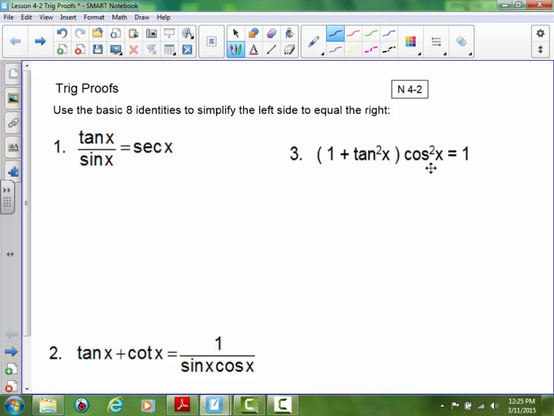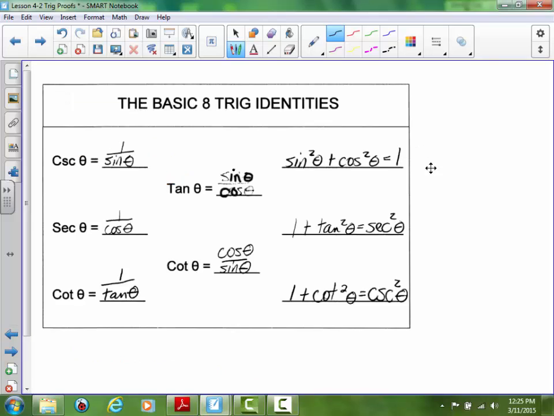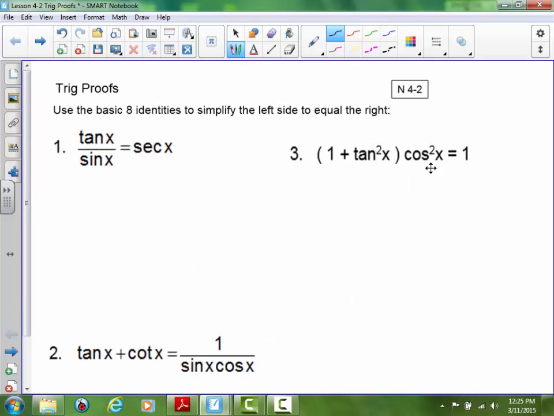Okay, so here we have tan x over sine x equals secant x. Now it says to make it equal the right side. So we're just not doing anything with this right side. We're only working with this tan x over sine x. So I look at my identity list, and the only thing I see for tangent is sine theta over cosine theta. So I'm going to replace tan x with sine x over cosine x, and then that's over sine x, and it still equals secant x.